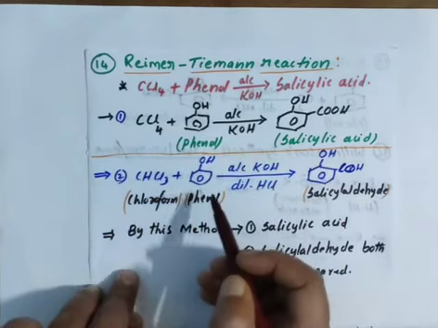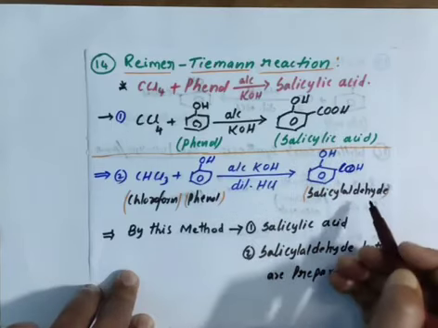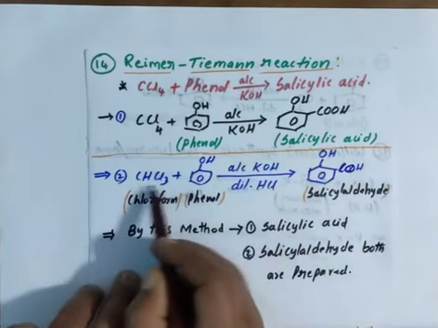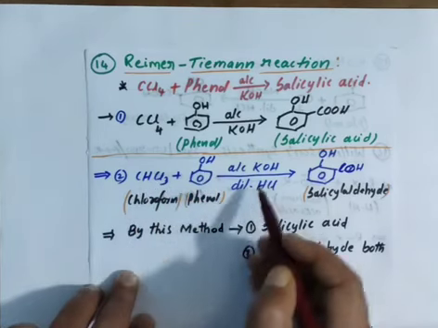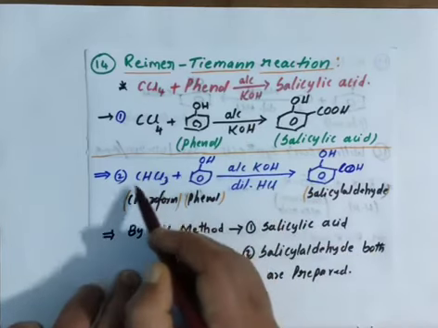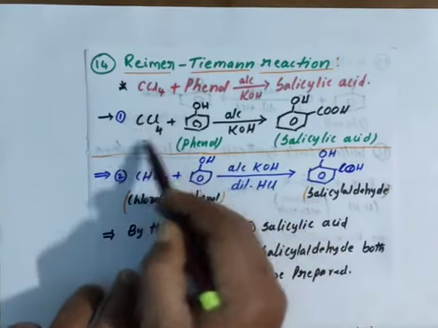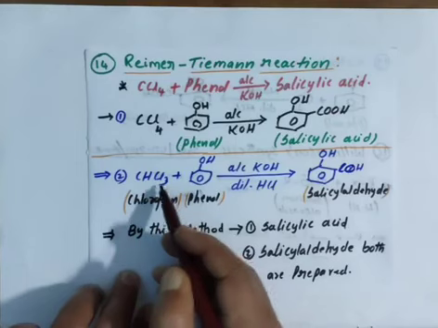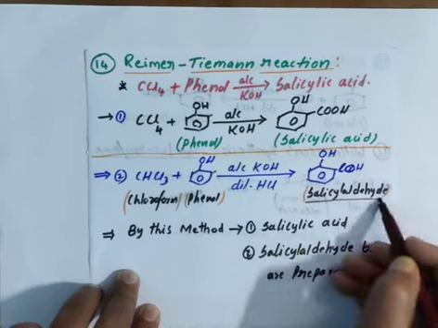By this method, we can prepare salicylaldehyde also. Means carboxylic acids we can prepare, aldehydes also we can prepare. To prepare salicylaldehyde, we have to take chloroform, CHCl3. When phenol is treated with CHCl3, chloroform, same alcoholic KOH in dilute HCl, this CHCl3 group is converted into CHO group, means aldehyde group. Here CCl4 converted into acid group. Here chloroform converted into aldehyde group. This aldehyde will attack on ortho position, then you are getting salicylaldehyde.